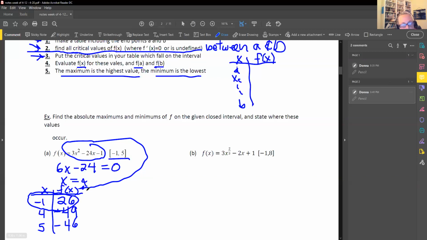So the maximum value is 26, and it occurs when x is -1 on that interval. And the minimum value is -49, which occurs at x equals 4. So this is the absolute max, and that's the absolute min on the interval. Okay, that's it. So we'll do another one just to make sure everything's good.